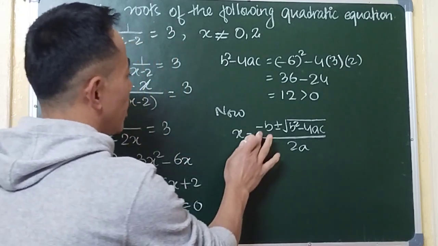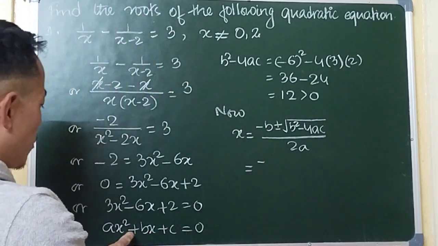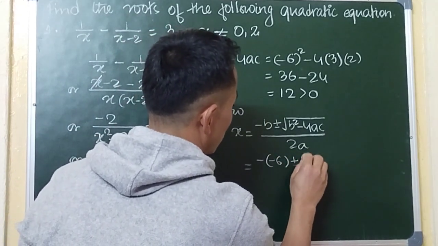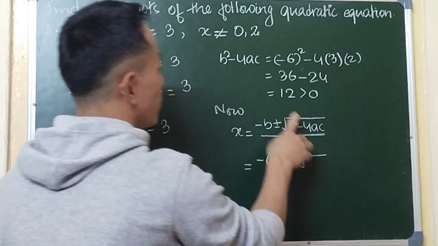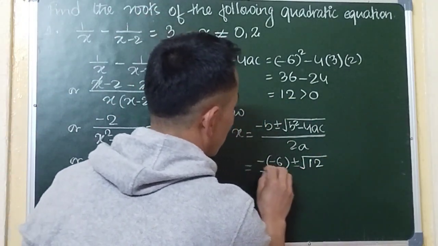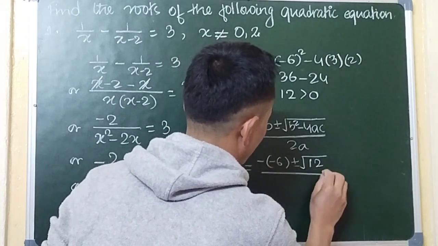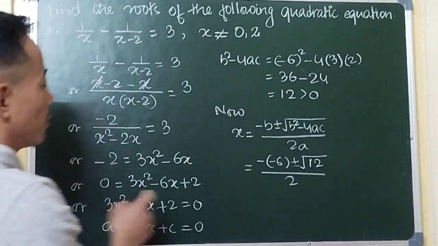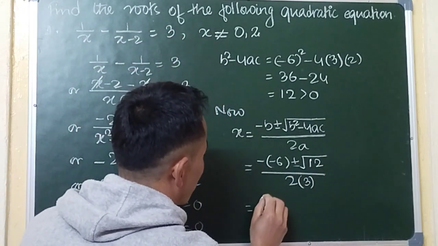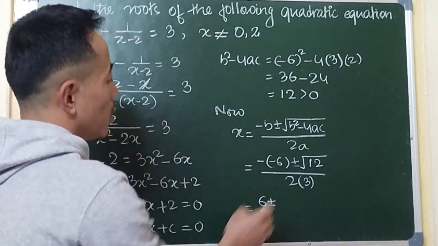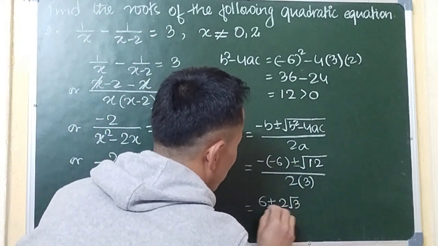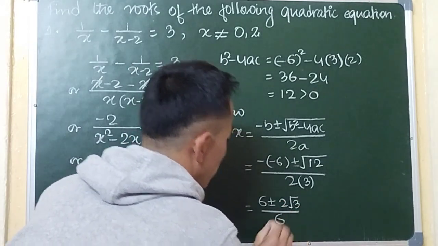Now the value of minus b. So minus b is how much? Minus of 6. So this becomes minus 6 plus minus under root of b square minus 4ac. We have already calculated this, it is equal to 12. So write 12 here, divided by twice of a. A here is 3. So minus into minus becomes plus 6 plus minus root 12, which can be written as 2 times root 3, divided by 2 into 3, which becomes 6.